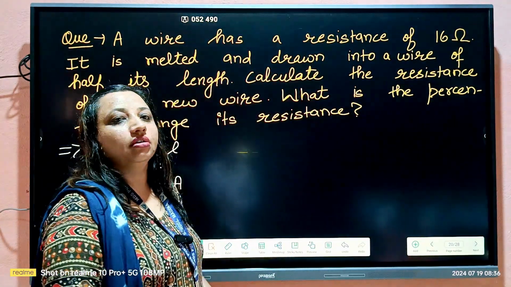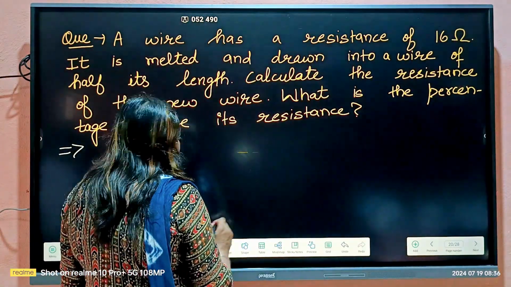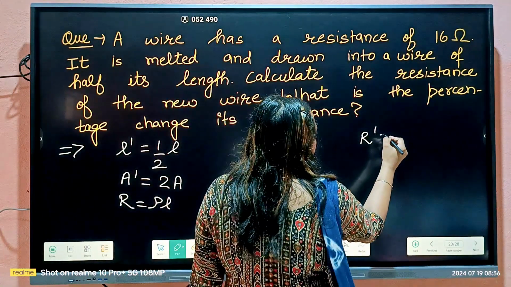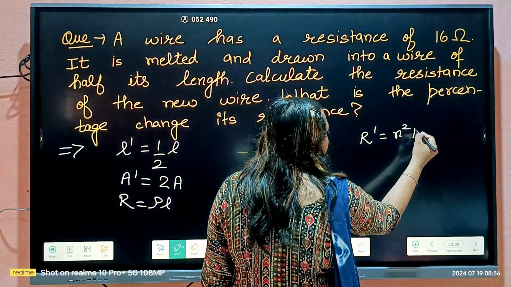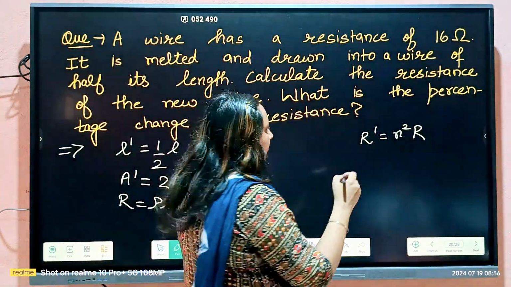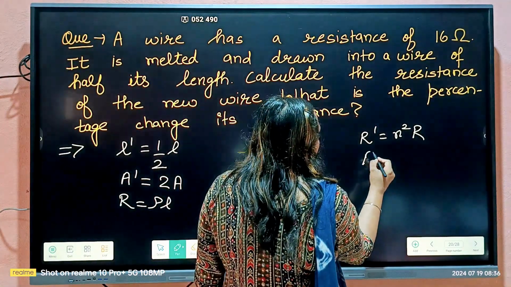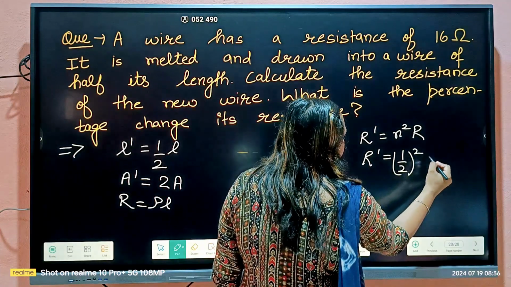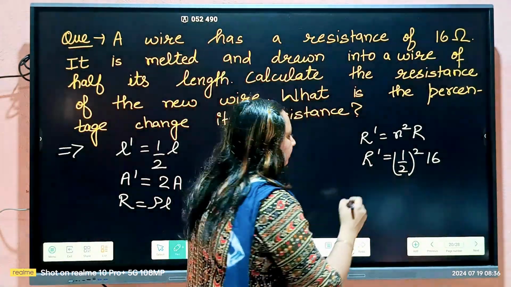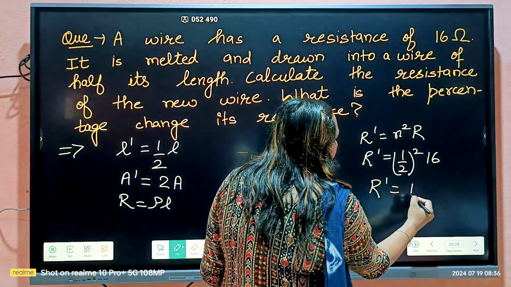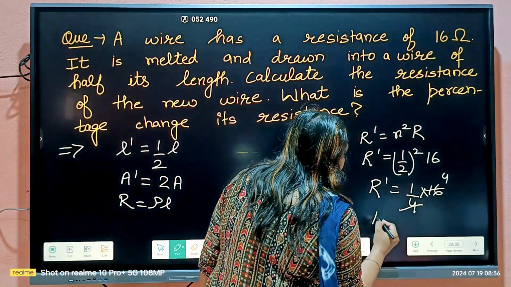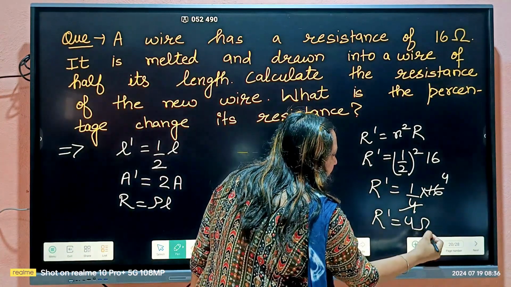By the longer method you can solve it, and by the shorter method, R dash is equal to 1 upon n square of R. So you have n square is 4, and the original one is 16. 1 upon 4 into 16, so the new resistance will be 4 ohm.